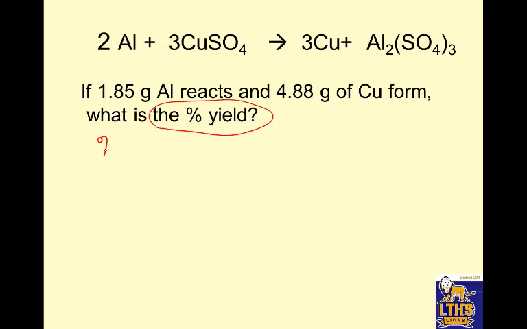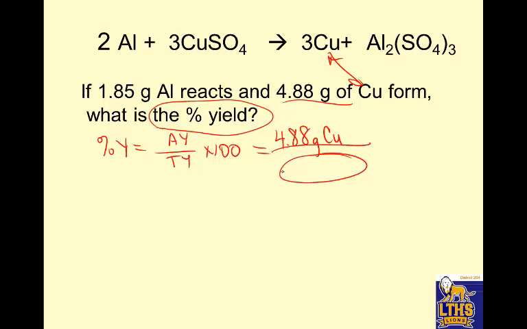All right, we have this reaction, and we say, what is percent yield? So again, percent yield is actual yield over theoretical yield times 100. All right, where does the actual come from? Well, it has to be product. Okay, 4.88 grams of copper form in the lab.